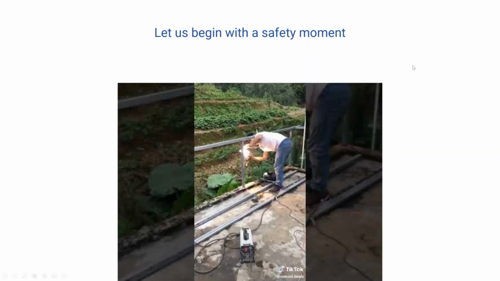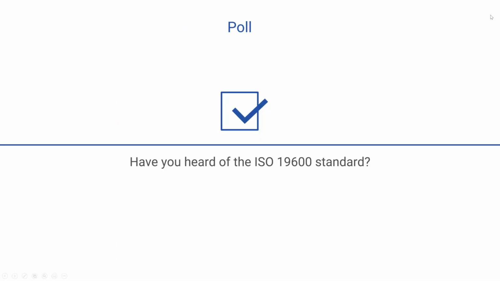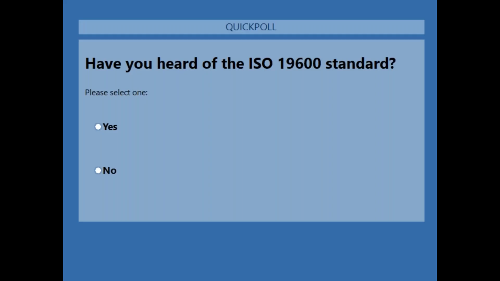And there we go. All right. So our first poll is to know how many of you have heard of this standard before. So I'm kind of curious. It's not a standard that is very popular yet. It's something that was issued a few years ago, but is not something that is terribly popular.